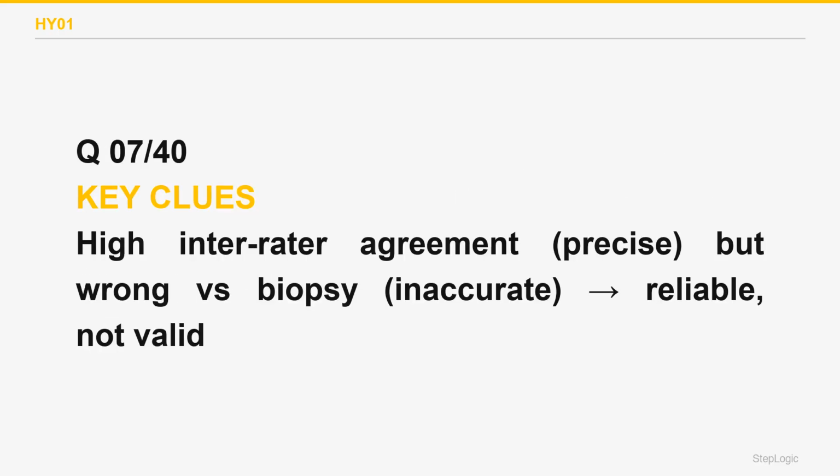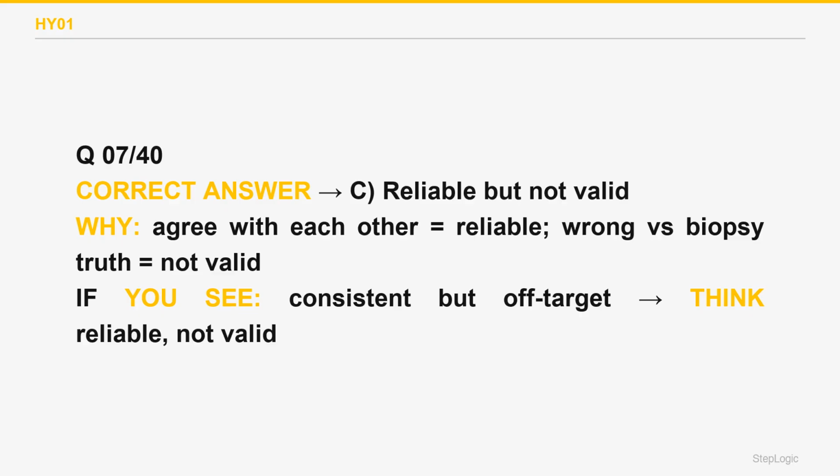Reliability is reproducibility, consistency of a measurement. Here it is the high inter-rater agreement between the two radiologists, a high kappa. Validity is accuracy, how close the measurement is to the truth. Here, the biopsy. Because the readers consistently agree with each other but consistently miss the actual cancers, the grading is reliable, precise, but not valid and accurate. The classic tight but off-center dartboard. The correct answer is C.